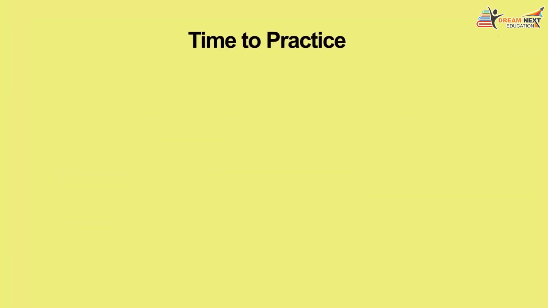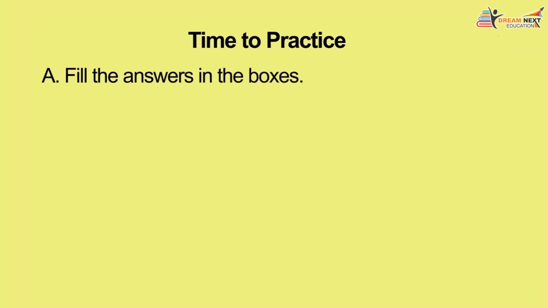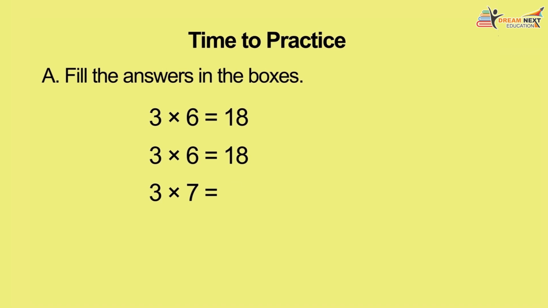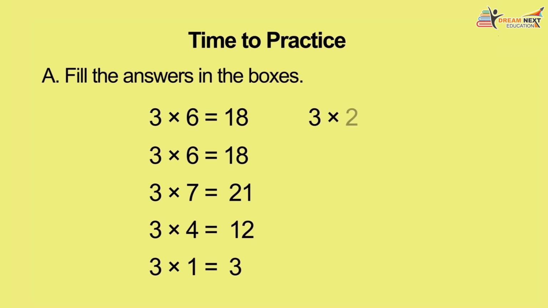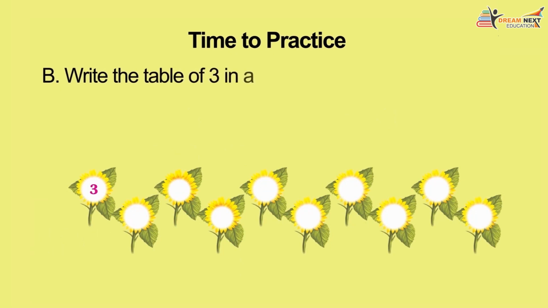Time to practice. Fill the answers in the boxes. 3 into 6 is equals to 18. 3 into 6 is equals to 18. 3 into 7 is equals to 21. 3 into 4 is equals to 12. 3 into 1 is equals to 3. 3 into 2 is equals to 6. Write the table of 3 in ascending order on the flowers.